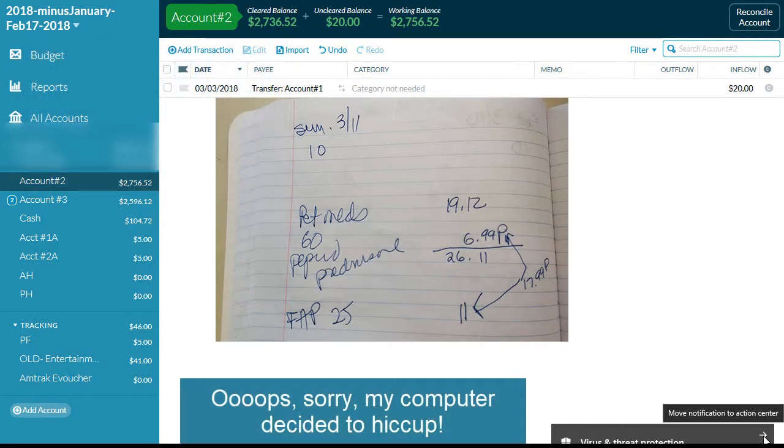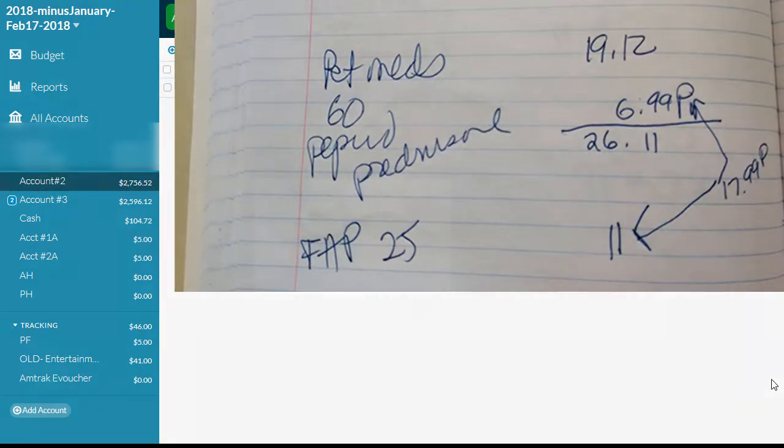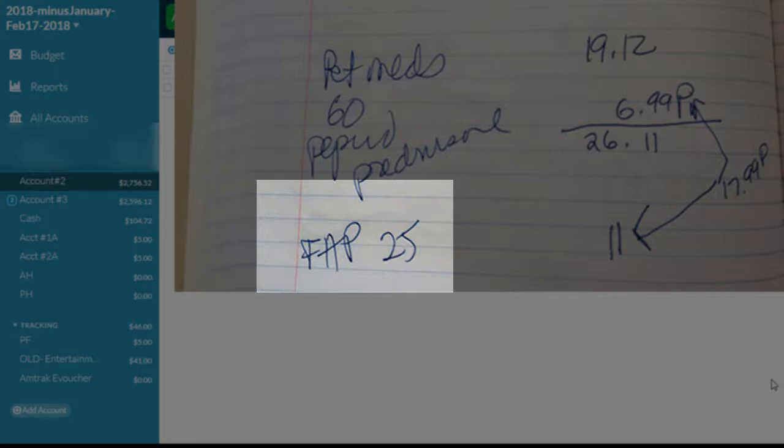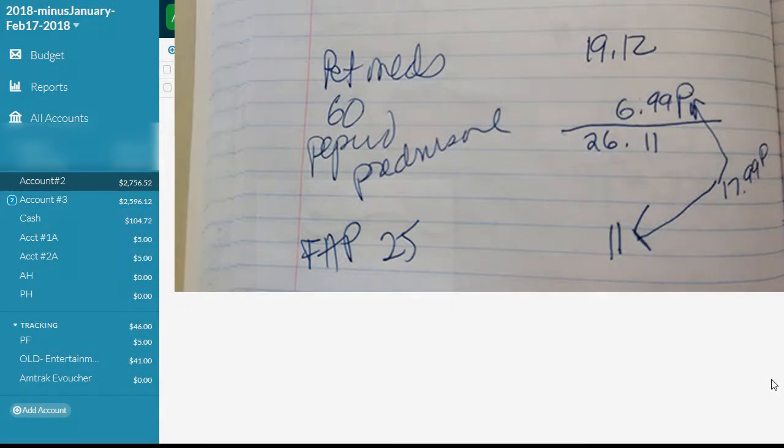Now, you're going to see down here 25, and some letters that probably are meaningless to you. That stands for FHP. So I have a master category called FHP, and that stands for food, house supplies, and personal care.